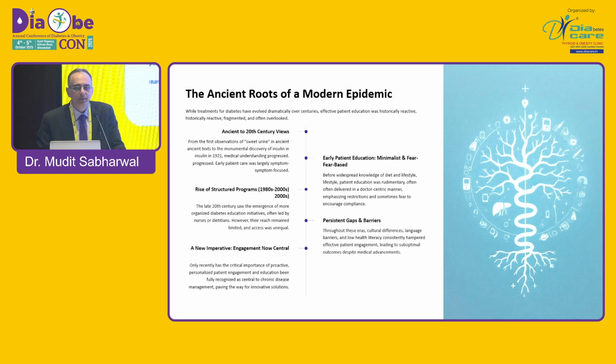Now, considering Banshi sir's advice, touching on the ancient roots of the modern epidemic: in the 20th century, the only way to understand diabetes was the sweet urine, and that was in 1921. Early patient education was majorly fear-based, before the widespread knowledge of diet and lifestyle modifications. We used to tell the patients that diabetes will ultimately lead to complications. So it was more or less doctor-centric and not patient-centric.